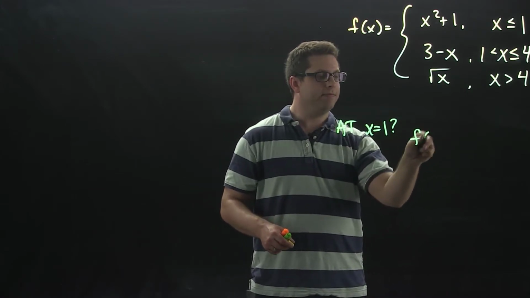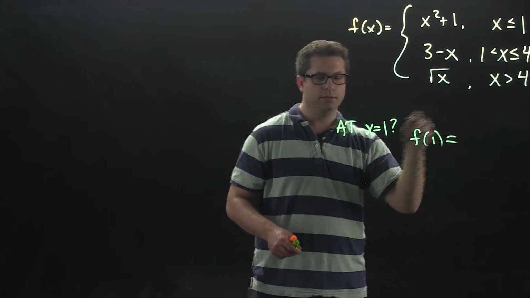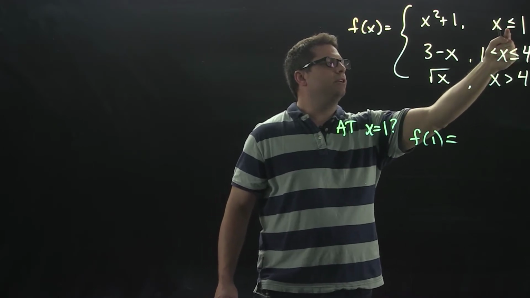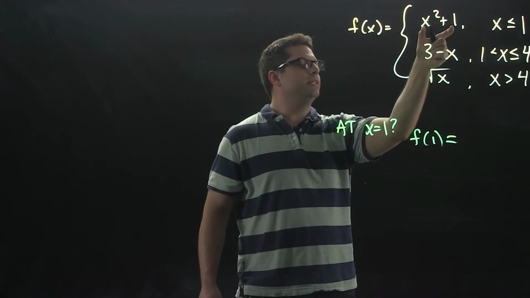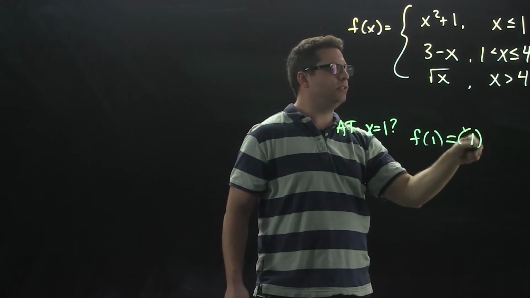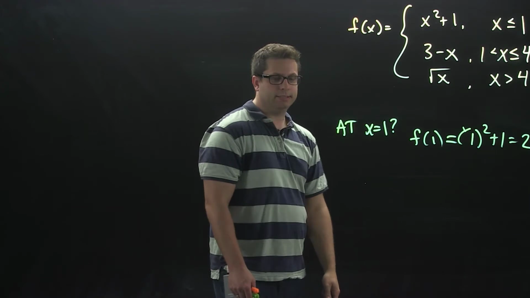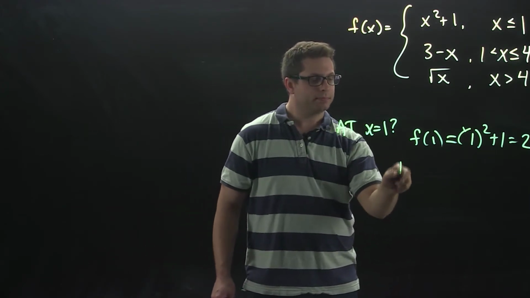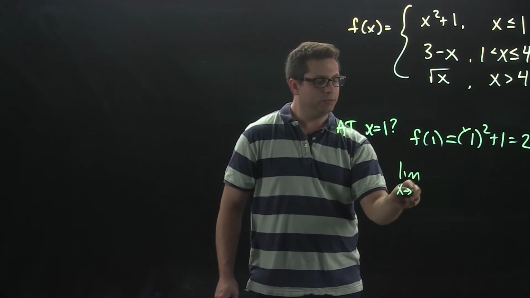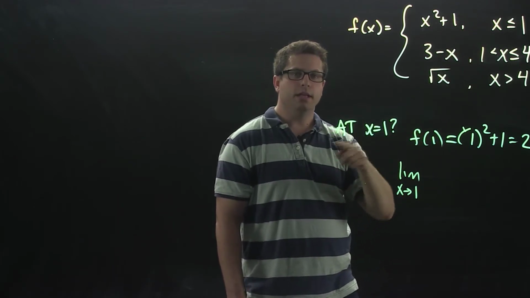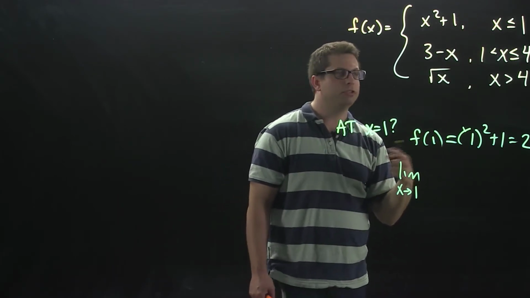So let's say at x equals 1. Well, does f of 1 exist? You are allowed to equal 1 here, and so when x equals 1, I'm allowed to use this function, and so that's going to be 1 squared plus 1, which is 2. So f of 1 exists. What about the limit? Well, since 1 is a place where we're jumping from one function to another, the left and right-hand limits are going to use two different functions.